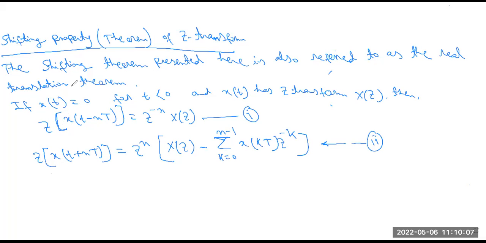So when x(t) is equal to 0, the condition is t is always less than 0. The Z transform of x(t) has two forms, one negative and another positive. So please remember these two things. This is Z of x(t minus nT), which is z to the power minus n X(z), number one. And number two, Z of x(t plus nT), the positive shift, is z to the power n X(z) minus summation of k equal to 0 to n minus 1 of x(kT) z to the power minus k.